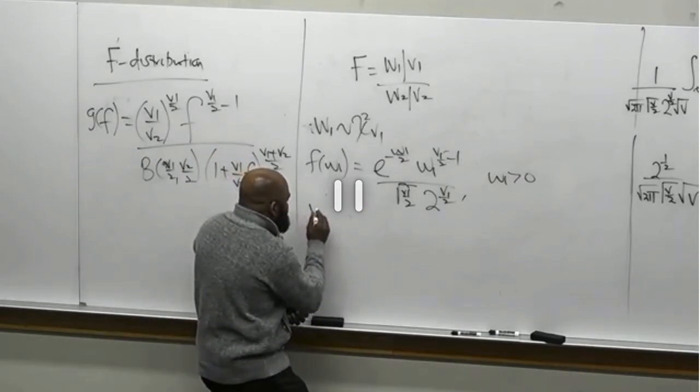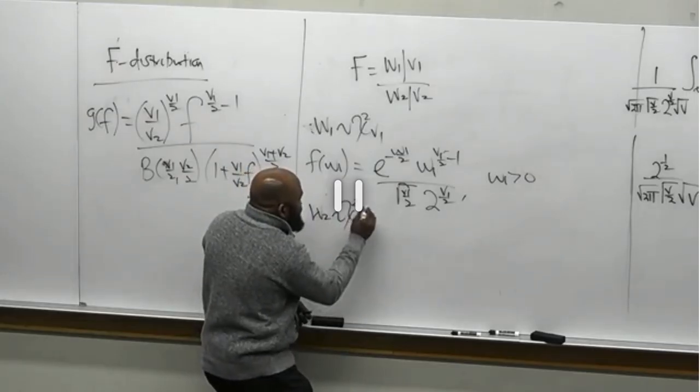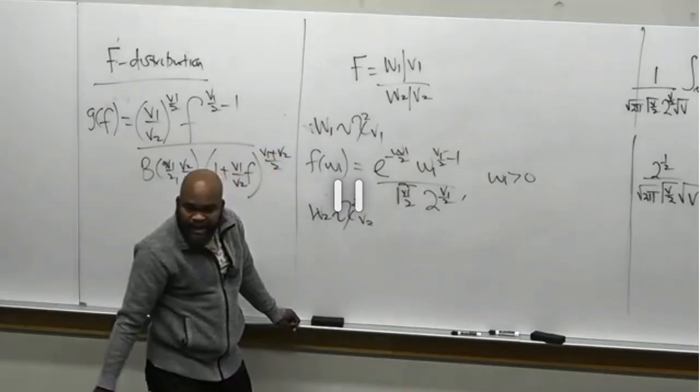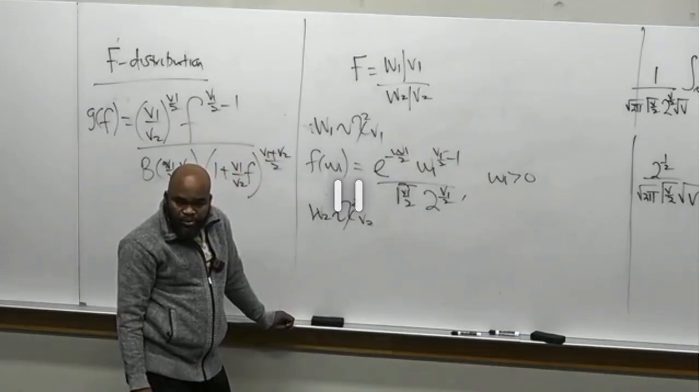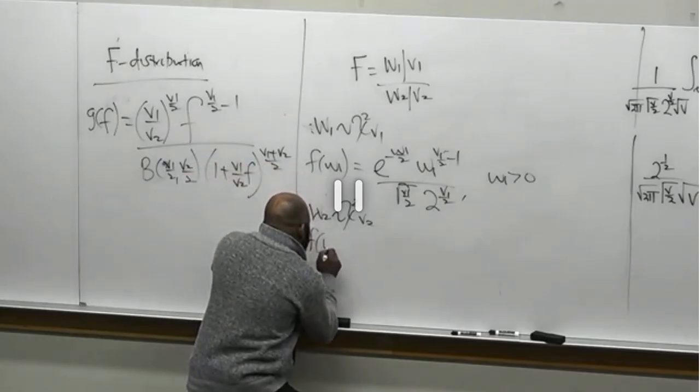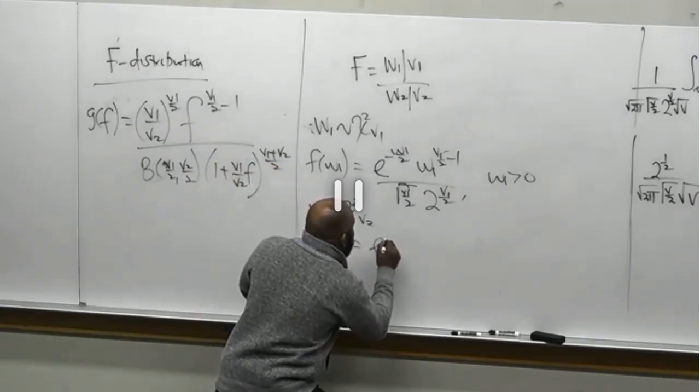Now, when W2 follows chi-square with V2 degrees of freedom, I'm going to write the same thing except instead of V1, I'm going to put V2. Instead of W1, I'm going to put W2. So f of W2 equals this.